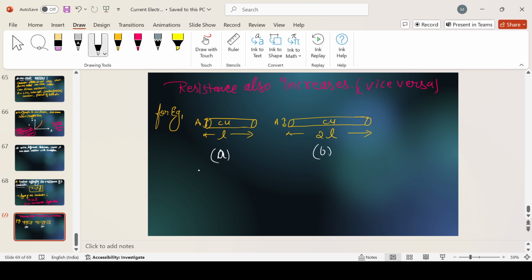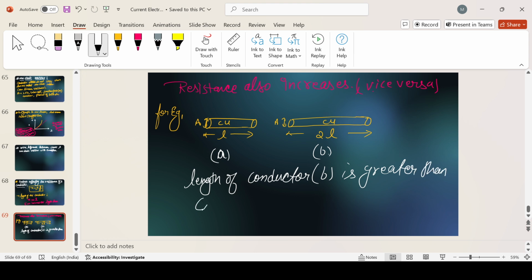So it's clear that the length of conductor B is greater than conductor A, and both are made of the same material with the same area of cross section. So what only changes here? Length. And we know R is proportional to L, so the resistance of B is greater than the resistance of A. Got it, everyone? Yes, sir.